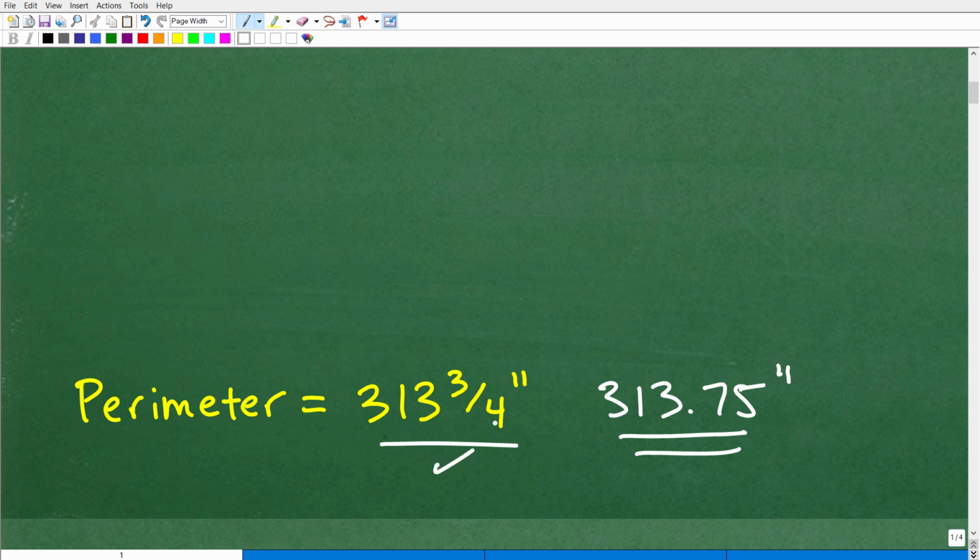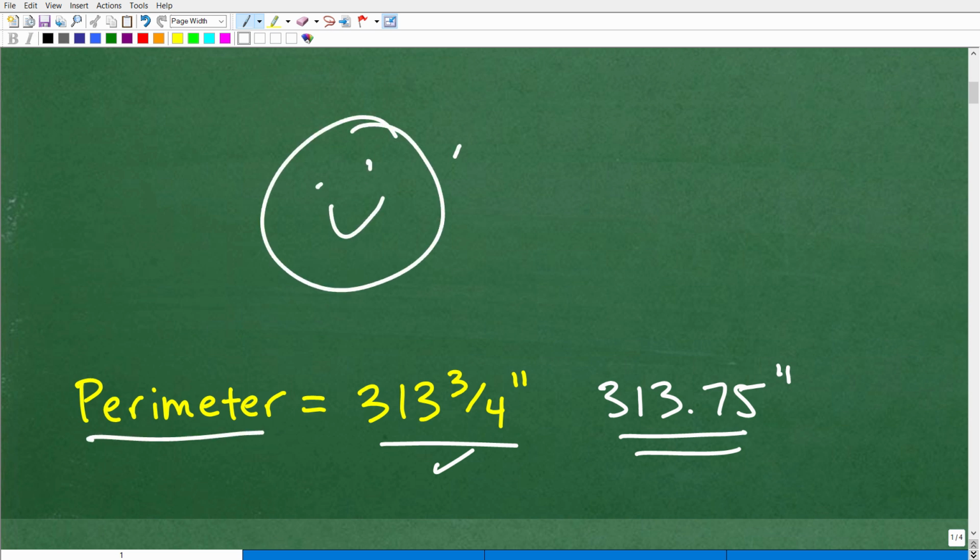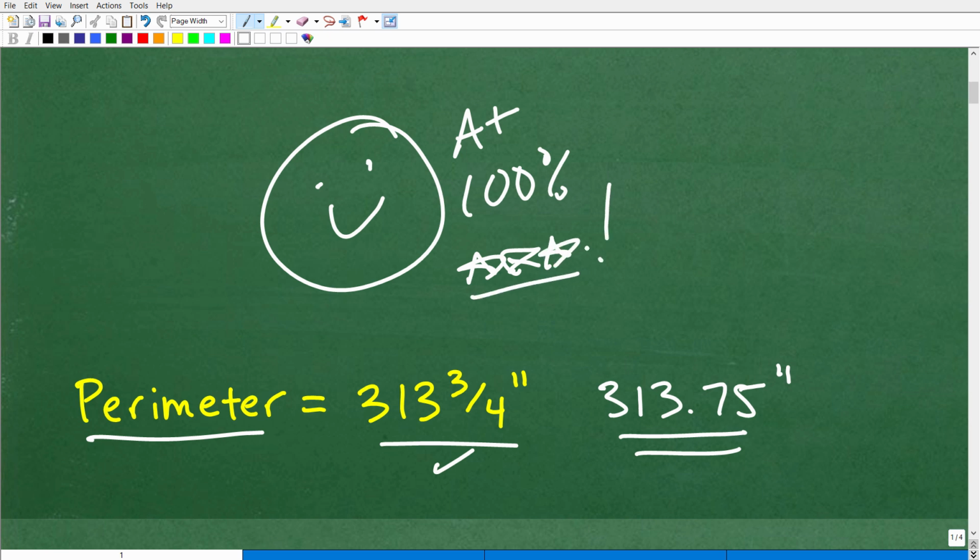But if you got this correct, well, let's go ahead and celebrate your awesomeness in terms of the perimeter by giving you a nice little happy face and a plus, a 100%, and a few stars so you can show off your awesome math skills to your friends today. Right? You can say, listen, I'm pretty awesome when it comes to the perimeter.